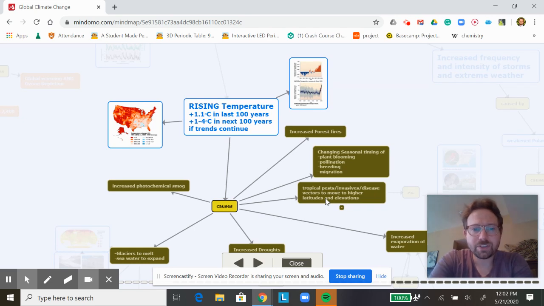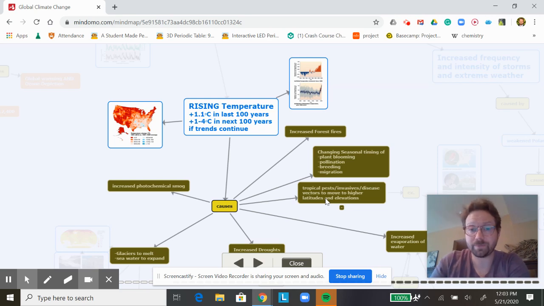Rising temperatures will cause many different things, as we said. Forest fires, droughts, increased photochemical smog. Remember that more sunlight, more heat causes that smog. Glaciers will melt, seawater will expand, and increased evaporation of water will cause more precipitation and more severe weather patterns like hurricanes.